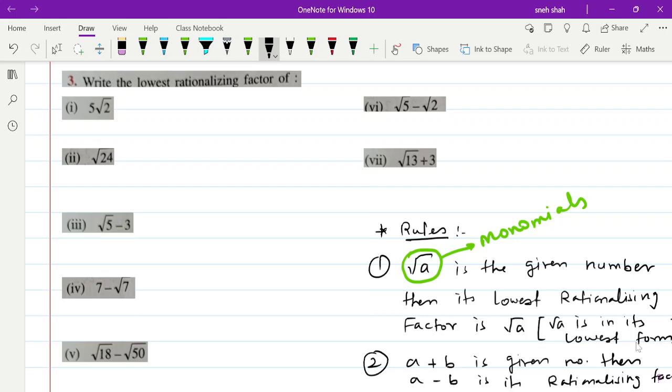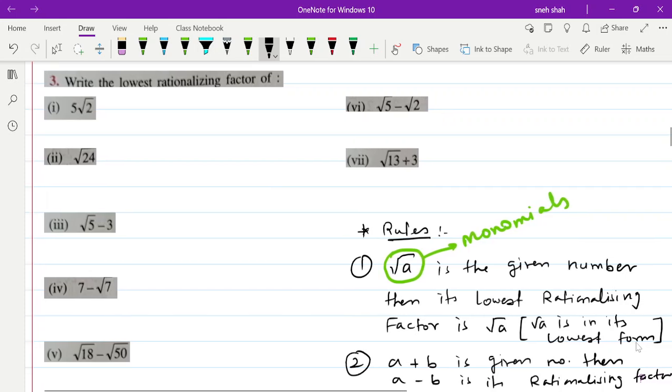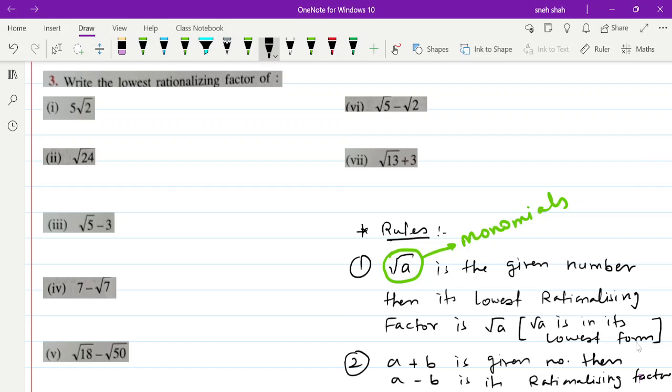Students, understand this very carefully: to write or judge the lowest rationalizing factor of any number, we have two rules. Rule number one is that when root a is the given number, then its lowest rationalizing factor is also root a, when root a is in its lowest form. If not, then reduce it to the lowest form and then mark the rationalizing factor. Here root a is a monomial.